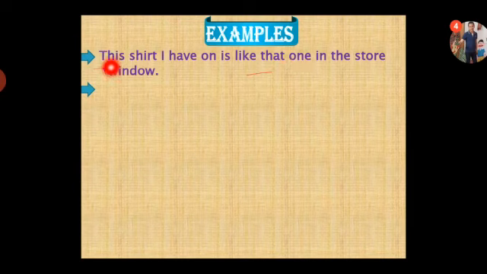Okay? So once I say this shirt I have on, it means this shirt is not far from me. It's so near because I'm wearing it right now. But once I say that one in the store window, it means that shirt. One refers to a shirt, but it's not near, it's far from me. It's in the store window.